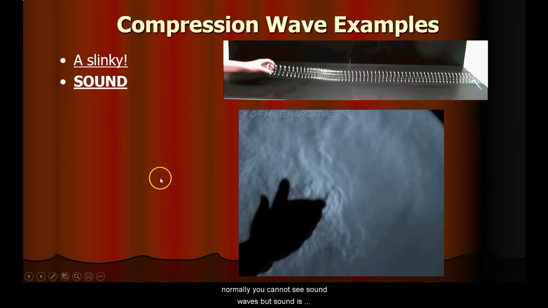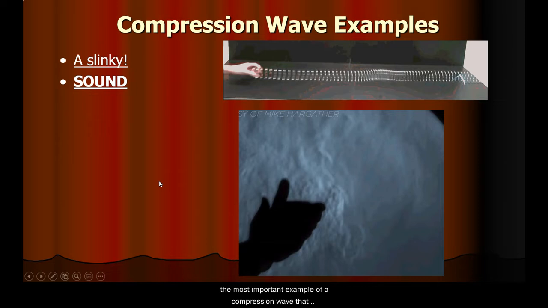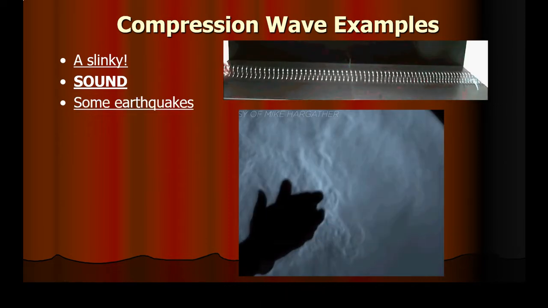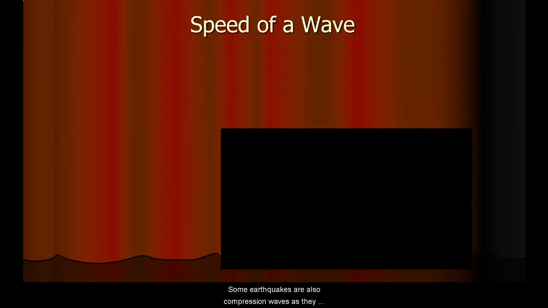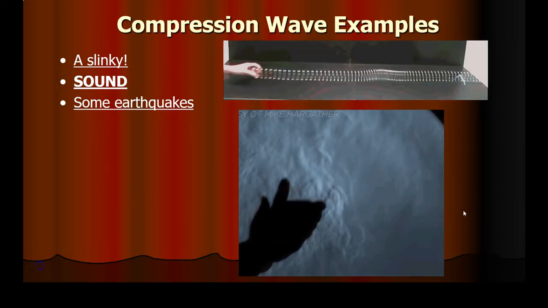Normally you cannot see sound waves, but sound is the most important example of a compression wave that you need to know. Some earthquakes are also compression waves as they go through the earth. And I don't really want to say a whole lot more about that. There are lots of different types of earthquakes, tsunamis, earthquakes going through different parts of the earth, and not all earthquakes are compression waves. Some of them are transverse waves, but some of them actually are compression waves.